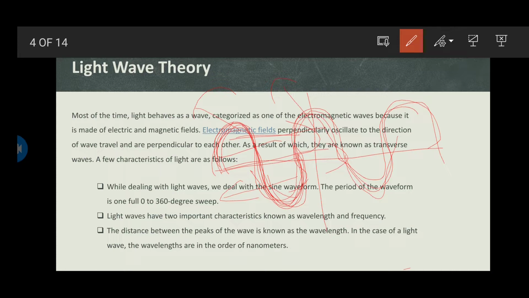The wavelength is on the order of nanometers, so most times we consider it in Angstrom units. An Angstrom is simply 10 power minus 10 meters. In centimeters, it is 10 power minus 8. But we use Angstroms as the unit for light most of the time.